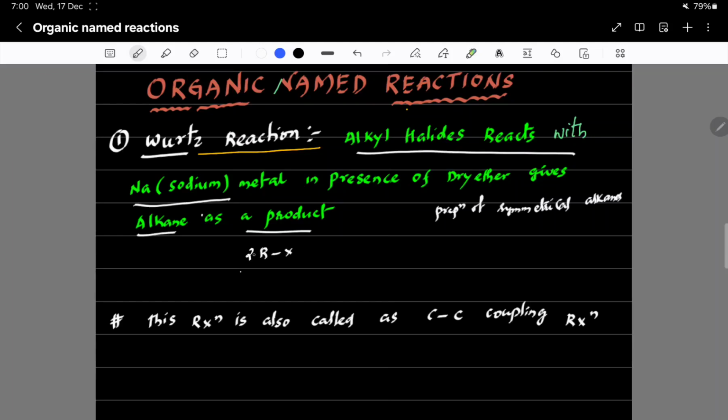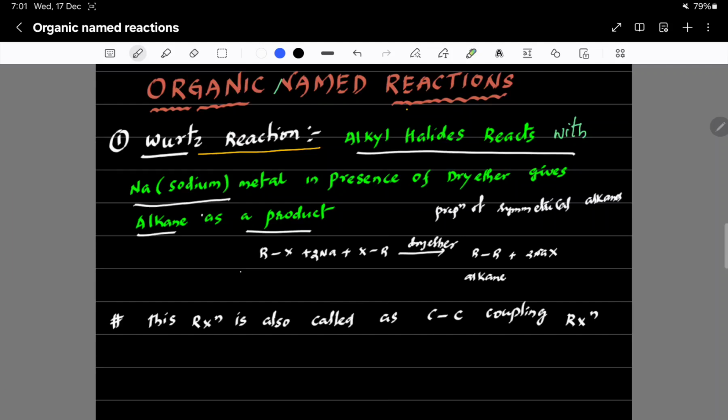You can take 2 moles of alkyl halide, or you can take RX plus 2 moles of sodium plus 1 more alkyl halide in presence of dry ether. In presence of dry ether, you will get alkane as the product and formation of sodium halide. This is alkane, students.